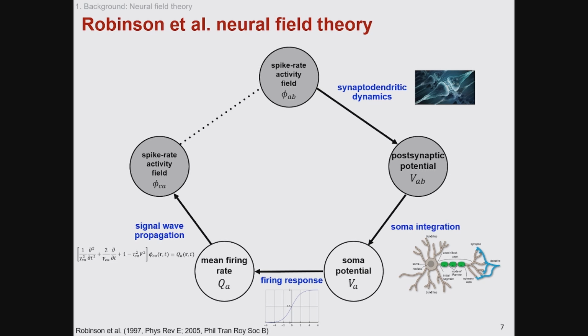This is the core modeling bit of the Robinson et al. neurofield theory. And now you can decide how many populations you want to check, because obviously populations A and B are very general. You can describe excitatory populations, or populations in the thalamus, or in the hippocampus, and so on and so forth. The most basic, the most popular, is the Robinson et al. neurofield theory.